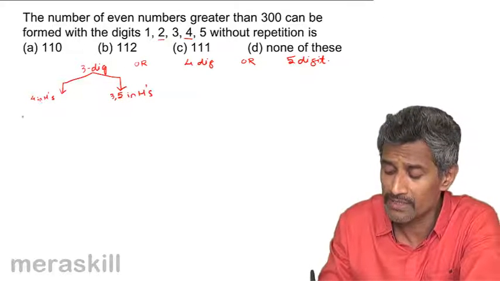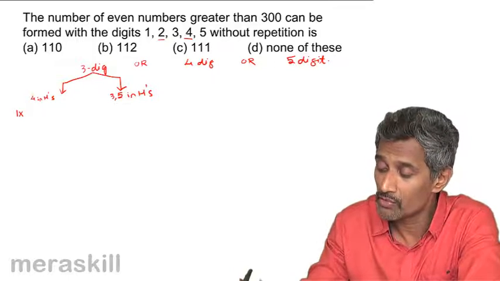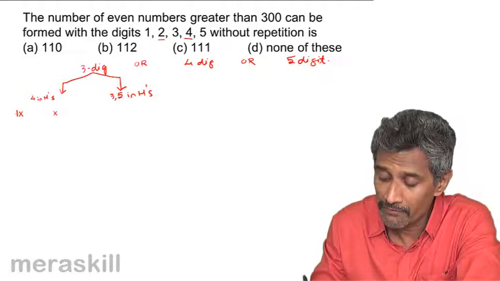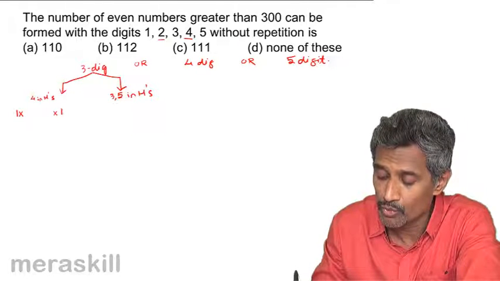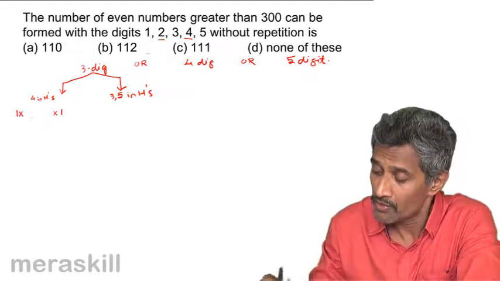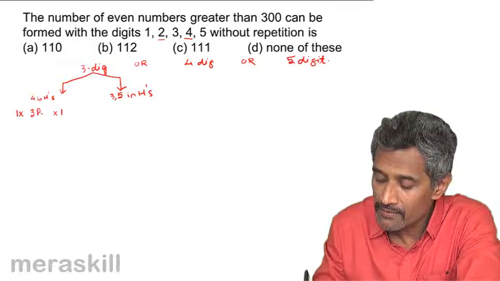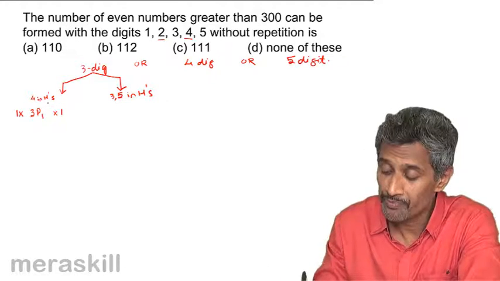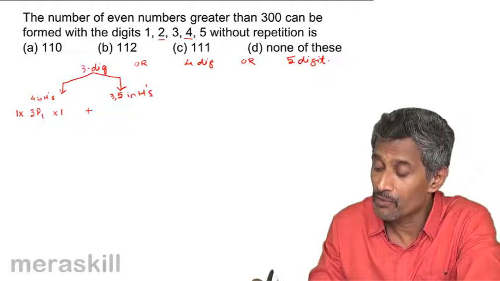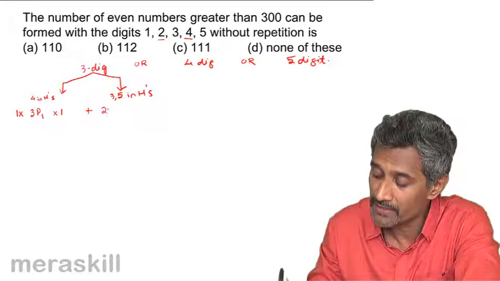So suppose 4 is in the hundreds place, that can be done only in one way, because there is only one 4. In that case, since it's an even number, if 4 is taken over here, only 2 is left, which will go to the last place. Only then can you get an even number. So 4 and 2 have gone. The remaining 1 is selected in 3P1 ways. So this is one type. Or 3 and 5 could be in the hundreds place. That is, 3 or 5 can be in the hundreds place in 2P1 ways.